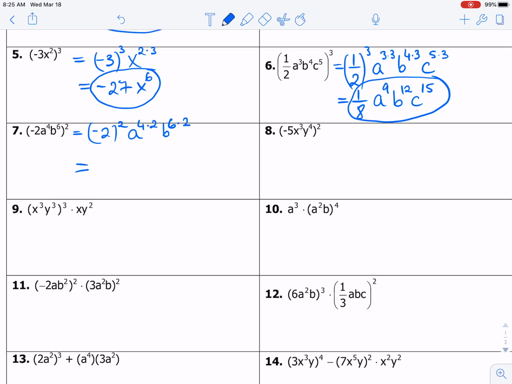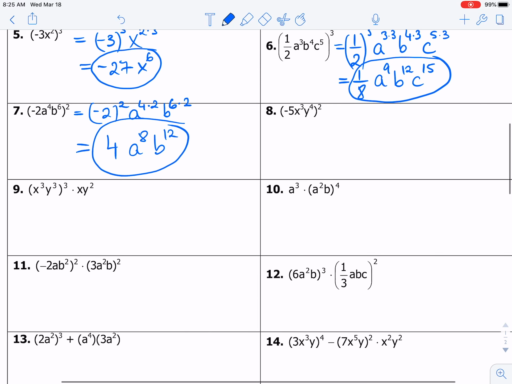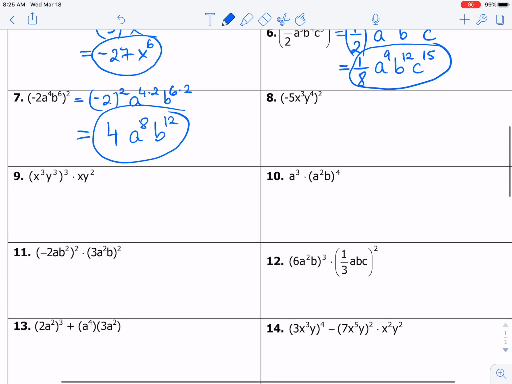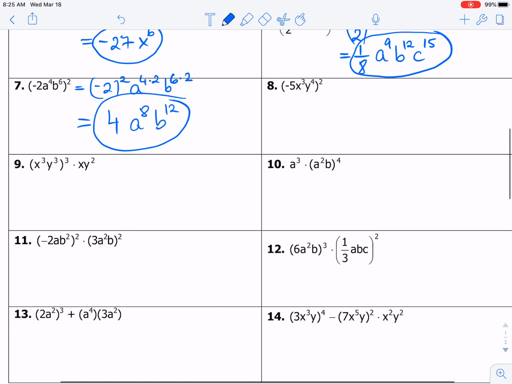-2 squared is just equal to 4, because it's -2 times -2, and negative times a negative is a positive. Then we have a to the 8th power and b to the 12th power. So number 8 and number 9, actually number 8 you're going to try by yourself, and number 9 we're going to do together.